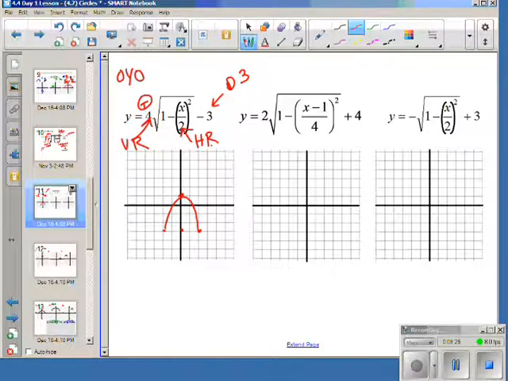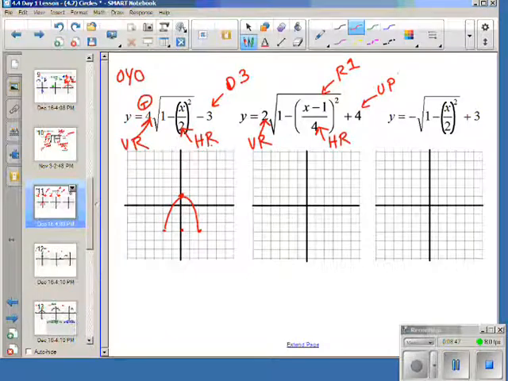Okay, so let's look at this one. We have a vertical radius of 2, a horizontal radius of 4. This tells us that we're going to go to the right 1, and right here tells us we're going to move our center up 4. Oops, there's the 4. So we're going to go right 1, up 4. Our vertical radius is 2. This is a positive square root function, so we're going to do the top half of our circle. Up 2, right 4, and left 4.